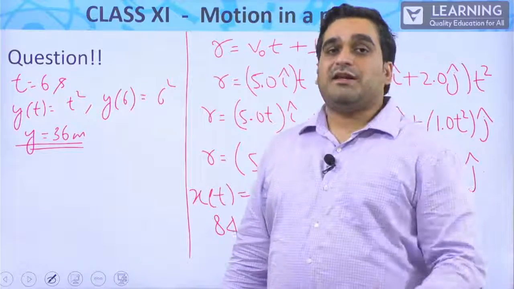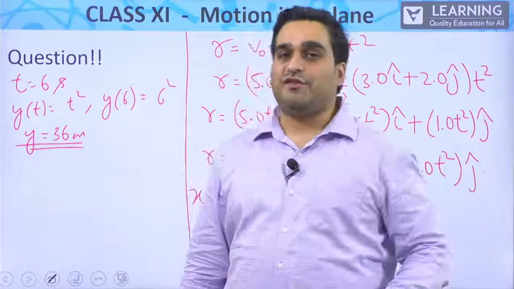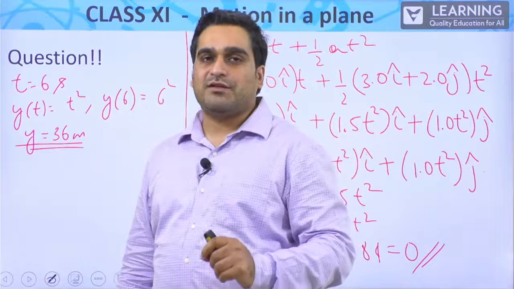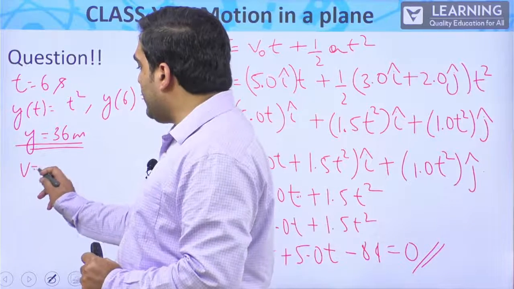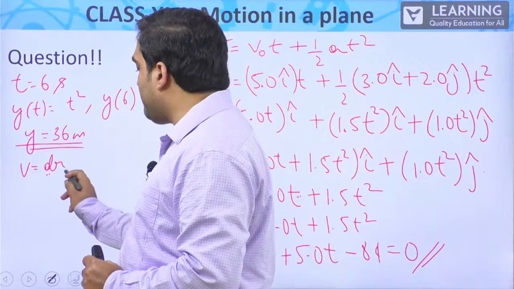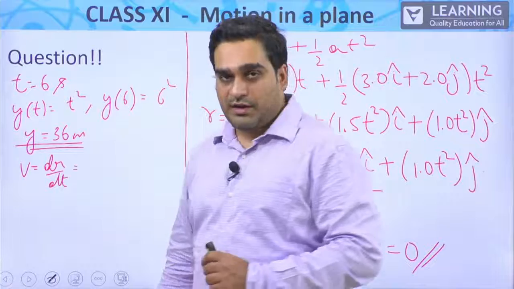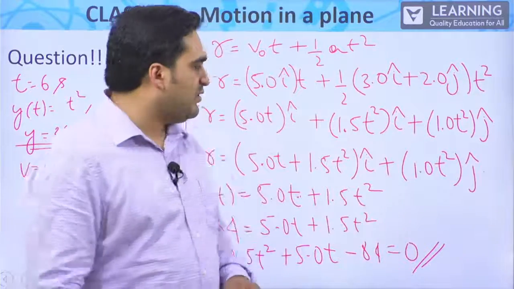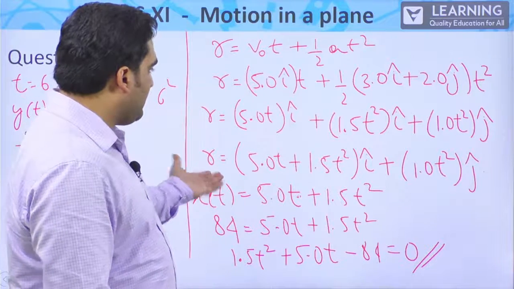To define speed, we say it is the rate of change in position of an object. How can this be expressed? Velocity v equals dr by dt. Interesting. Do we know what r is? Certainly we do. See, r is written here.